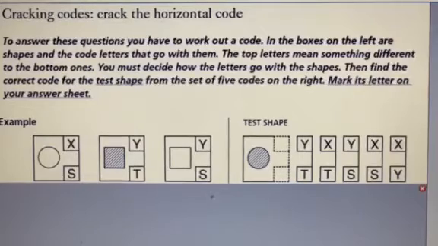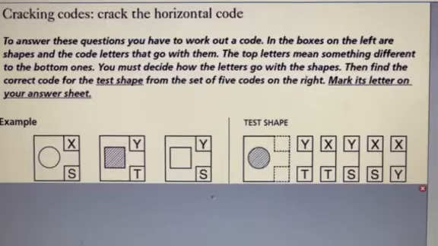This time is a bit more tricky, so you must make sure you read the question properly. To answer these questions, you have to work out the code. There's always a code. In the boxes on the left are shapes and the code letters that go with them. The top letters mean something different to the bottom letters. You must decide how the letters go with the shapes and then find the correct code for the test shape from the set of 5 codes on the right. I know this sounds tricky.